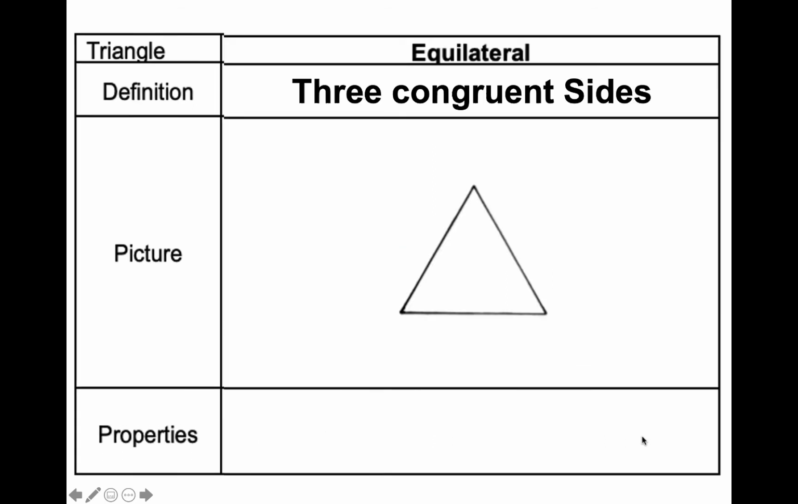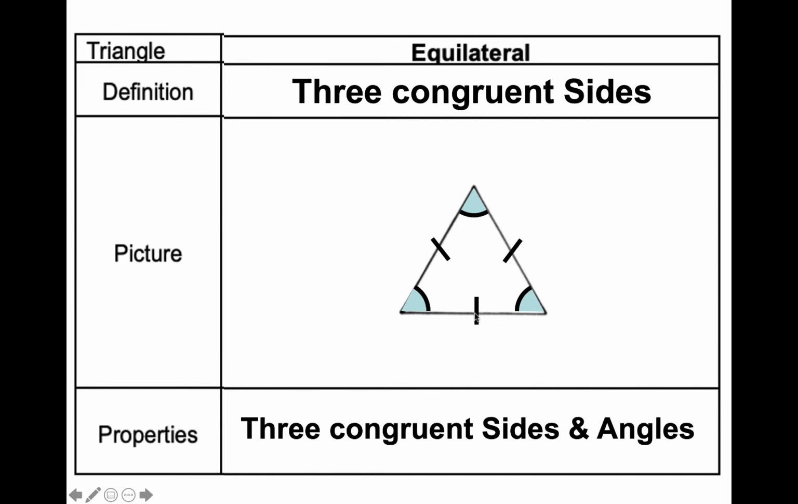An equilateral triangle has three congruent sides. So I can mark all three sides equal to each other. So if you think about symmetry, if I fold this in half, this angle and this angle are equal. But notice we have symmetry going this way too. So this angle and this angle are equal. So all three angles end up being equal and all three sides are equal. So the properties of an equilateral triangle are three congruent sides and angles.